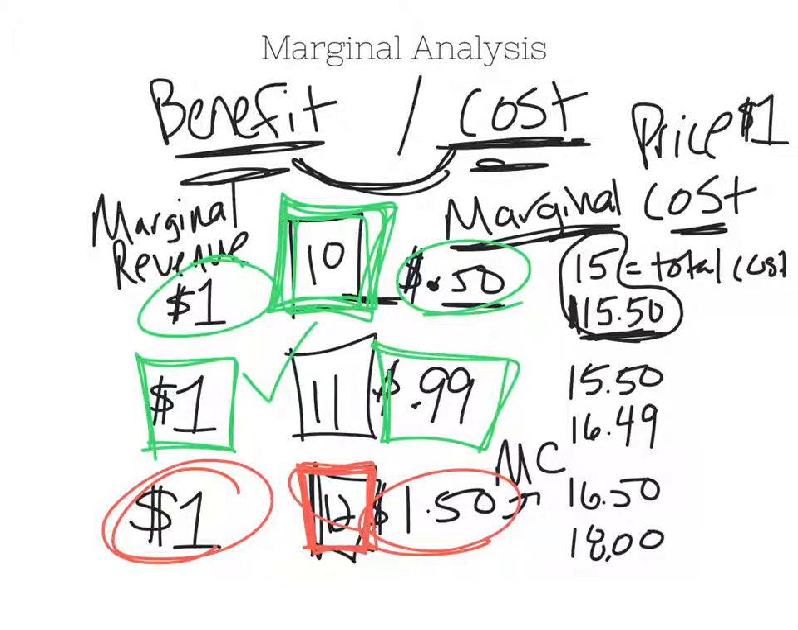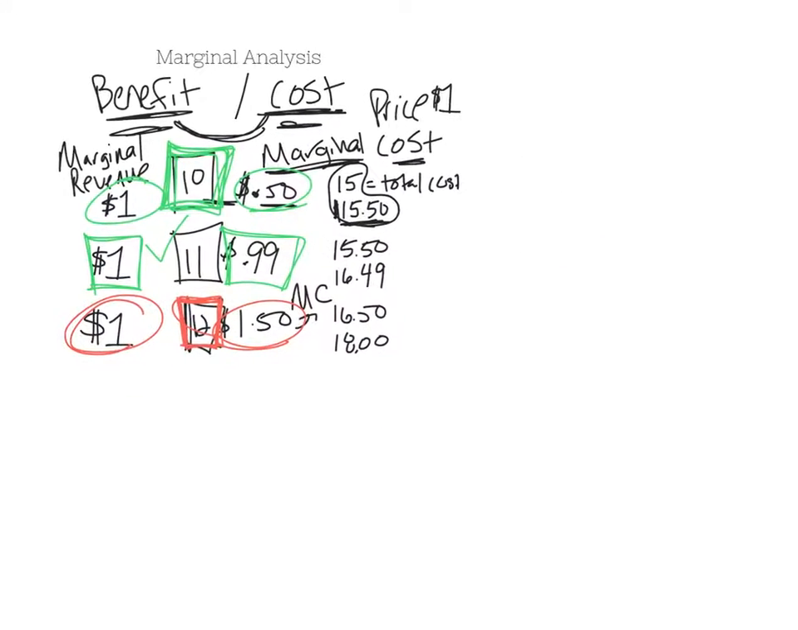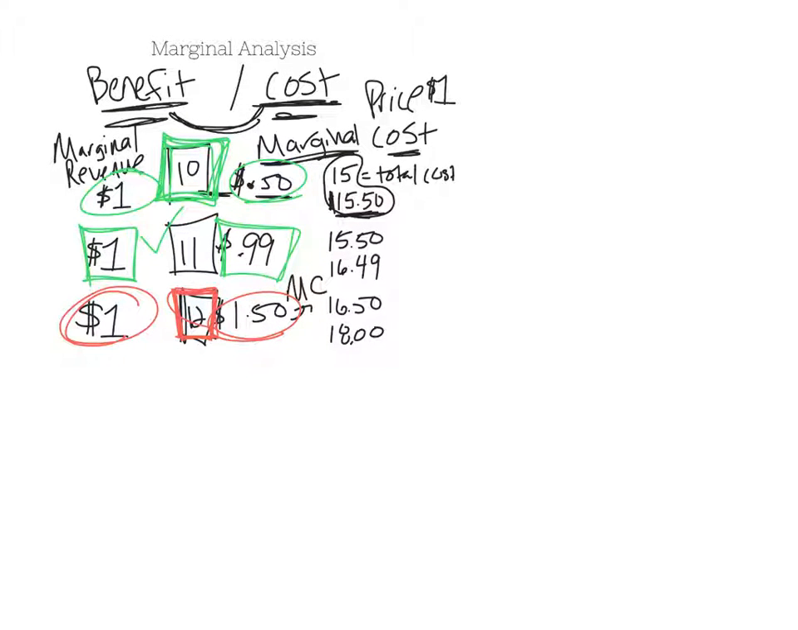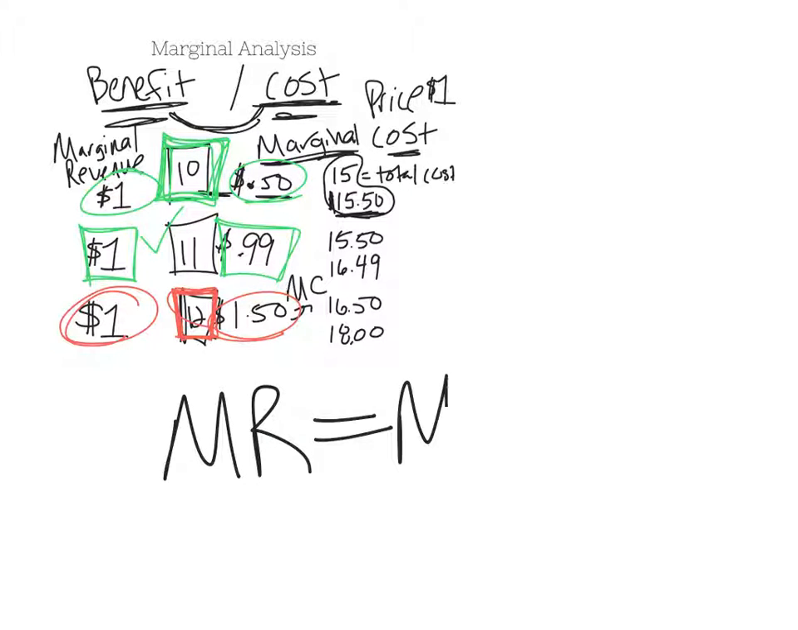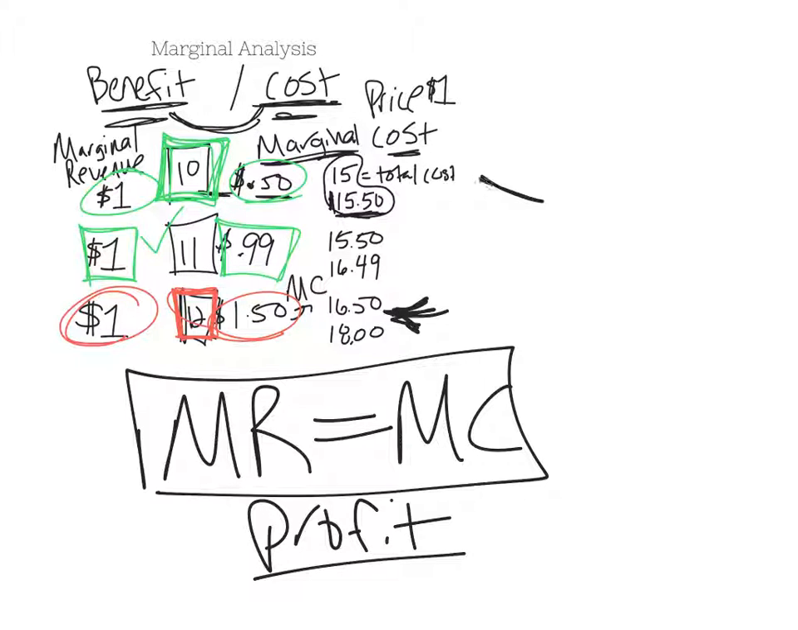So the rule goes like this. You produce up until the costs outweigh the benefit, or the main rule goes like this. You produce where MR, which is the extra benefit, equals MC, which is the extra cost. And that's the point of most profit. Right? It's the point of most profit. Because if you go further than that, then you're losing money on each one that you produce. If you go less than that, you're missing out on profit that you could be making.